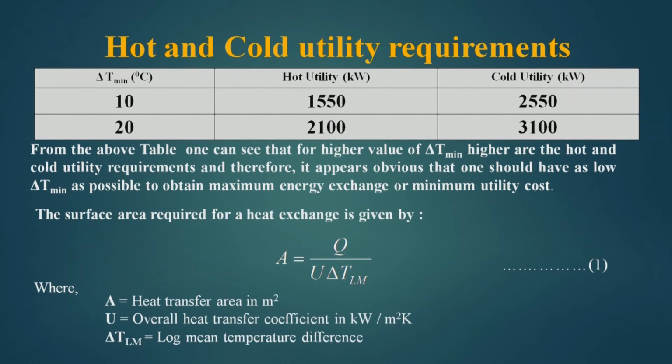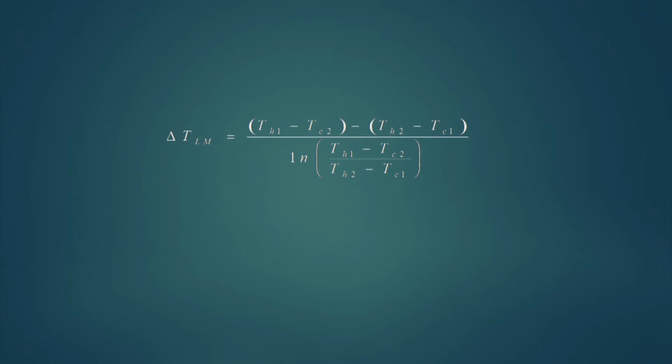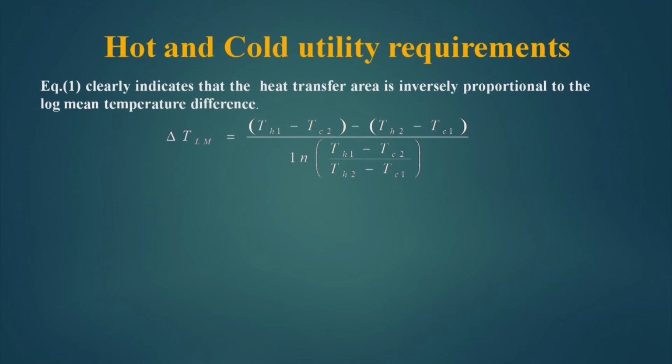The surface area required for a heat exchanger is given by A is equal to Q divided by U delta T Lm, where A is the heat transfer area in meter square, U is the overall heat transfer coefficient and delta T Lm is the log mean temperature difference. This is a very well known expression. The log mean temperature difference can be computed using equation 2, which is also a well known equation. So, I do not have to discuss it more.